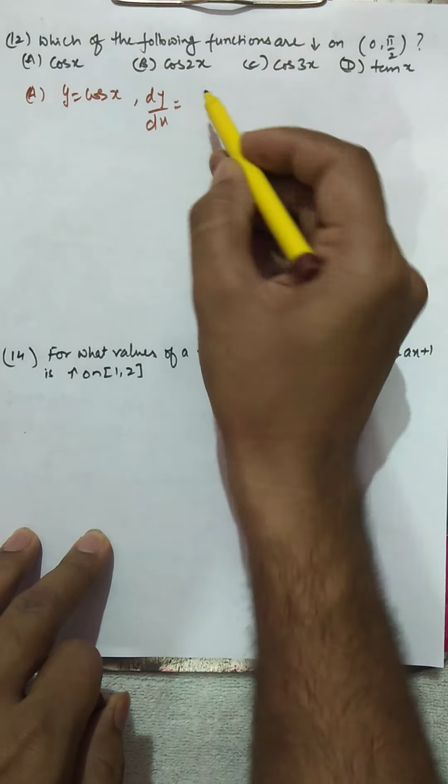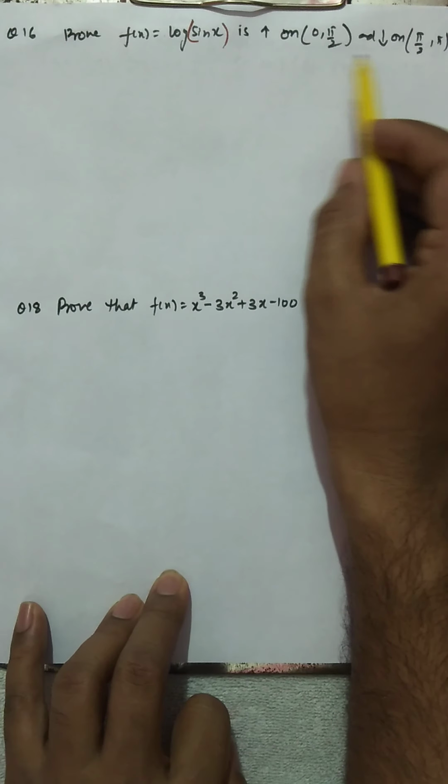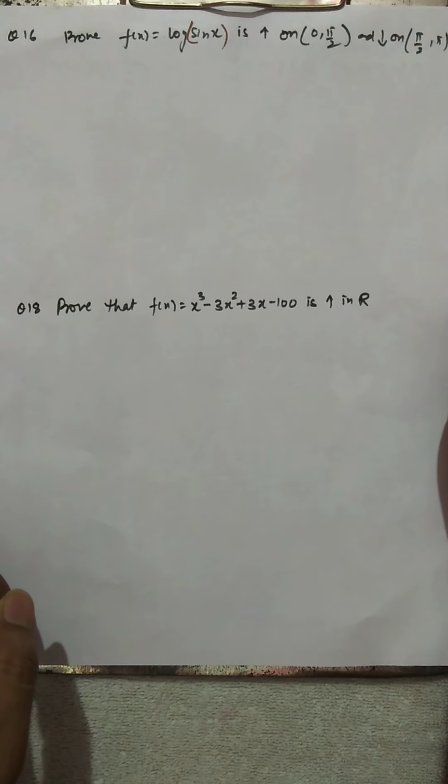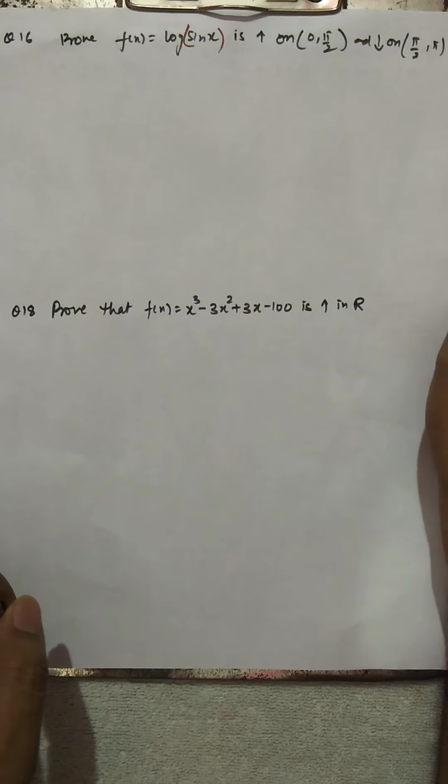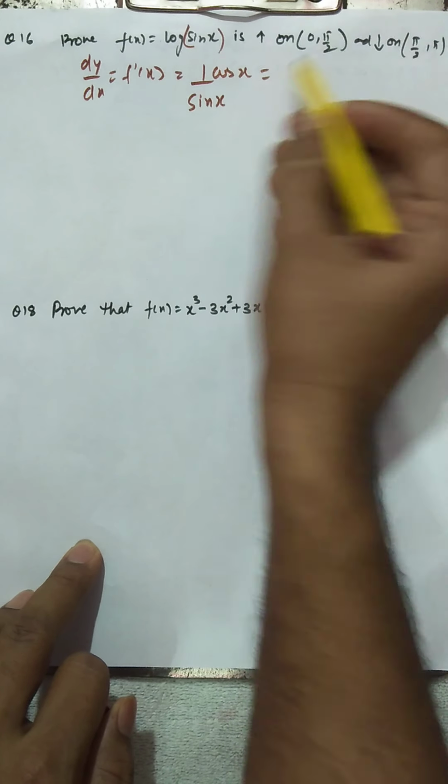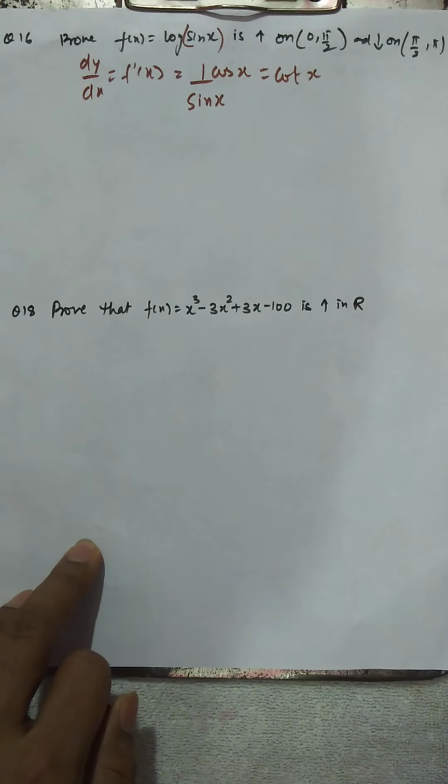Now we'll discuss question 16. Prove that f(x) equal to log sin x is increasing on 0 to pi by 2 and decreasing on pi by 2 to pi. You can see that log sin x is well defined in both the intervals 0 to pi by 2 and pi by 2 to pi. Now we'll find dy by dx, or you can say f dash x also. This will be log sin x, the derivative of sin x is cos x, and this is going to be cot x.